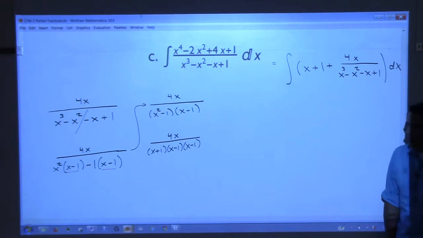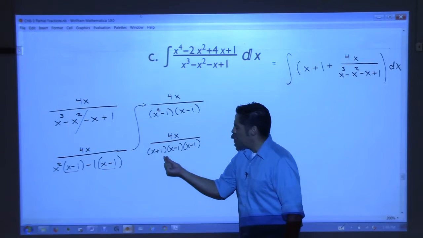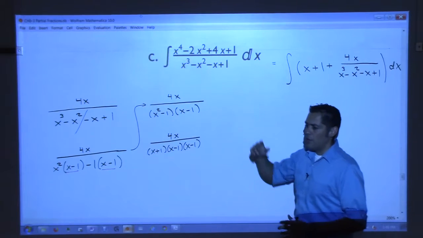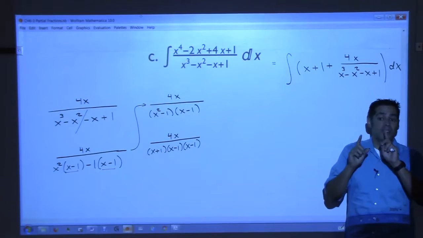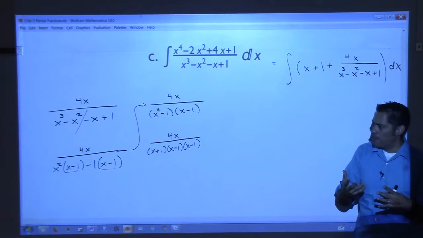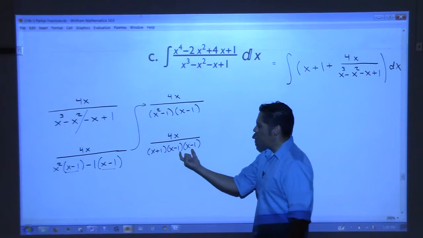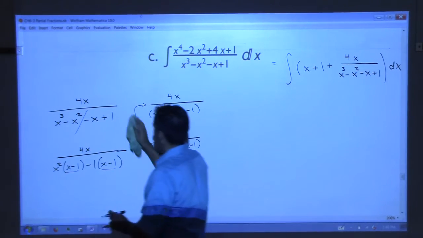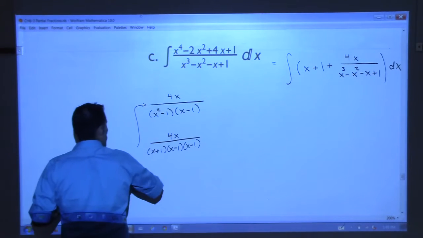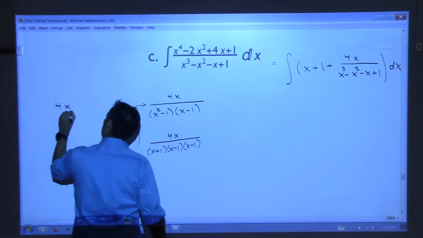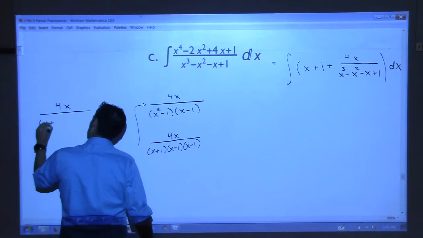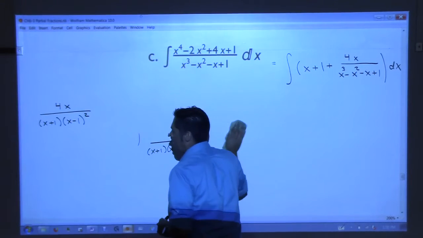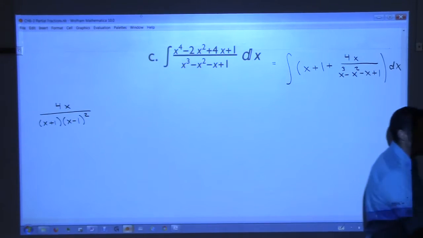Yeah? Now, you might look at this and think, okay, I have 3 linear factors now, right? But if you look back at the notes, it said, what do we do when we have n distinct linear factors? Distinct meant they were different. And here we have 2 linear factors that are the same. So what we're going to want to do is write it like this: 4x over x plus 1 times x minus 1, that quantity squared. Okay, and that is the complete factorization of the denominator.